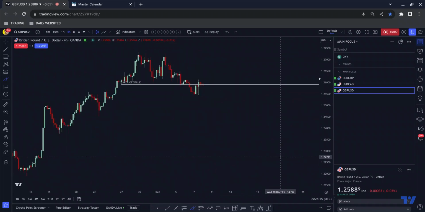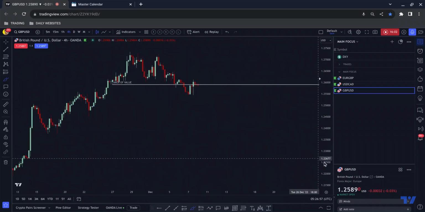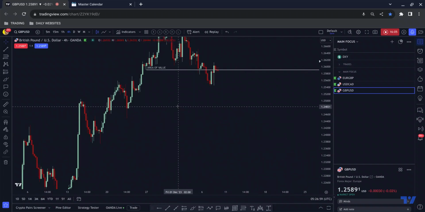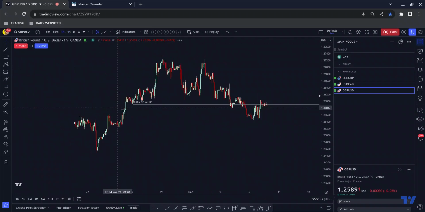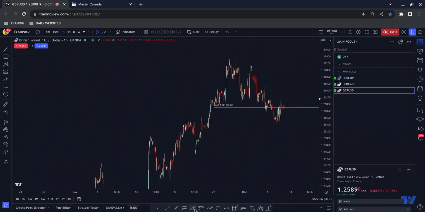As I drill down, this is where it starts to get a bit messy. Okay, so we have to be mindful here, and this is partly why this is lower down on the list. I'm just going to drill down to the 1 hour. So we've broken above all of this noise here. We're trading above that now.